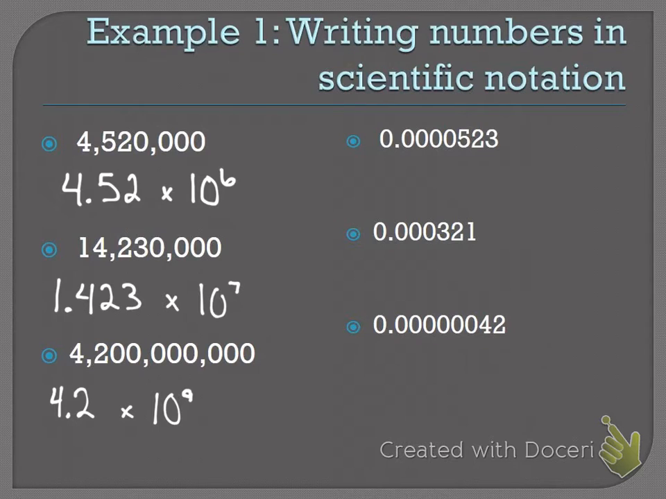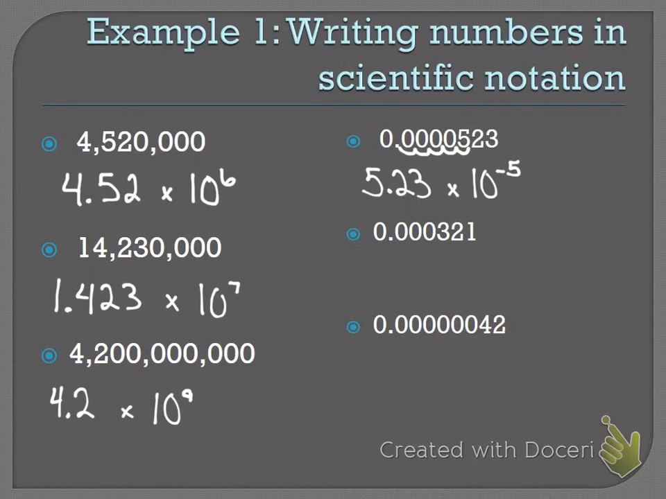So where does my decimal go? 5.23. Does everybody agree that value is greater than 1 and less than 10? Yes. So now I multiply it by a power of 10, and I need to count how many decimal places I moved to get to the new decimal, and how many did I move? To the negative 5th. Why is it negative? Because I moved my decimal in the opposite direction. I'm dealing with a very small number, 5.23 times 10 to the negative 5th power.